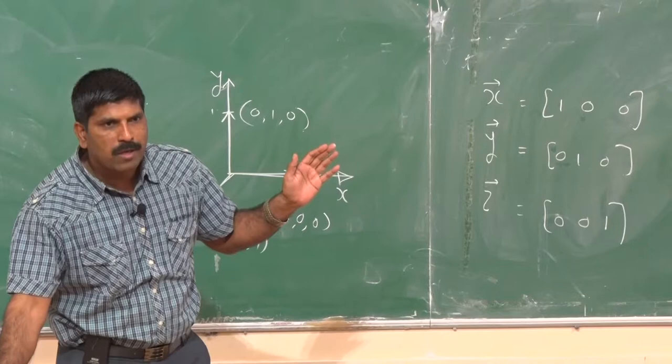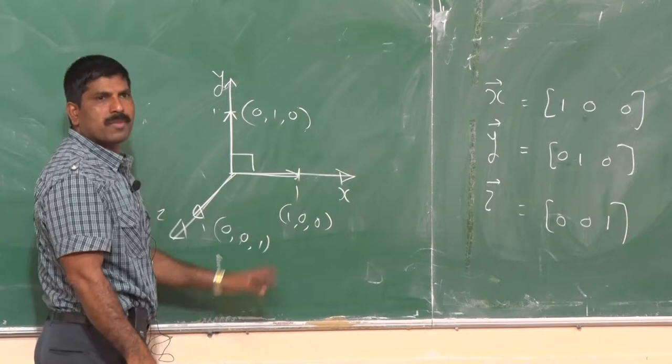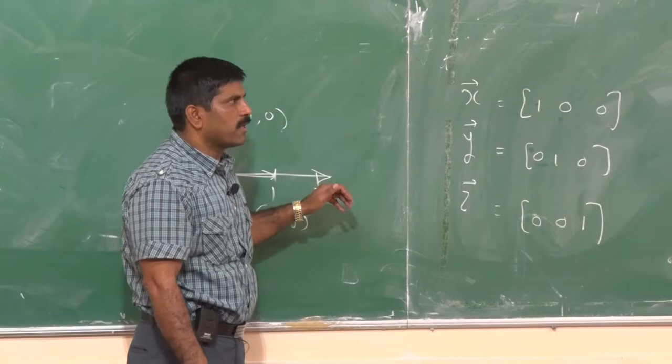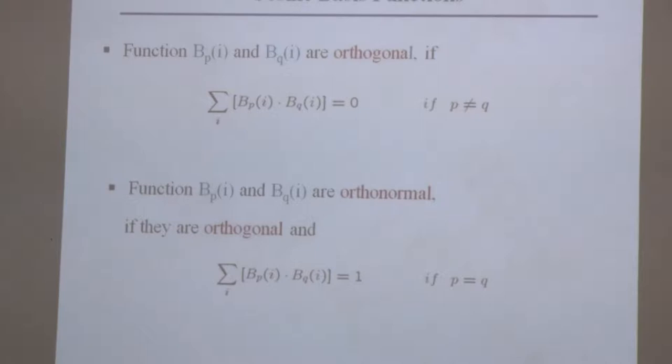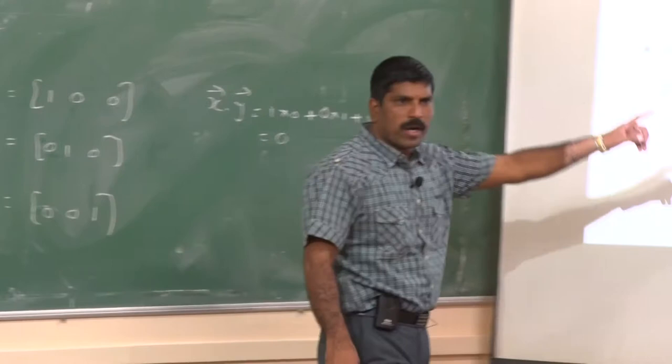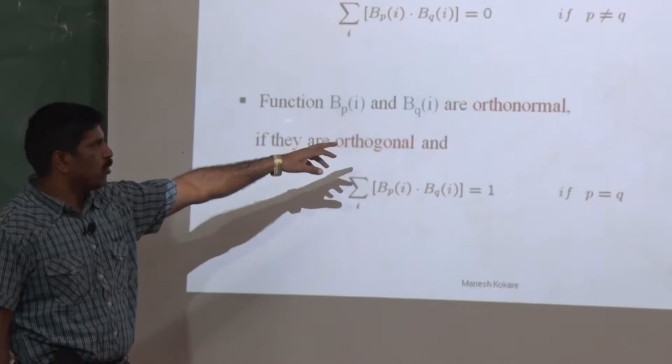The angle between these two vectors is 90 degrees. Okay, the angle between these two vectors is 90 degrees. So, you see that the functions b_p(i) and b_q(i) are orthogonal. These functions are orthogonal to each other, provided p is not equal to q. Now, the dot product between the same vector will be what? It will be 1, right? The dot product between the same vector will be 1. So, functions b_p(i) and b_q(i) are orthonormal.